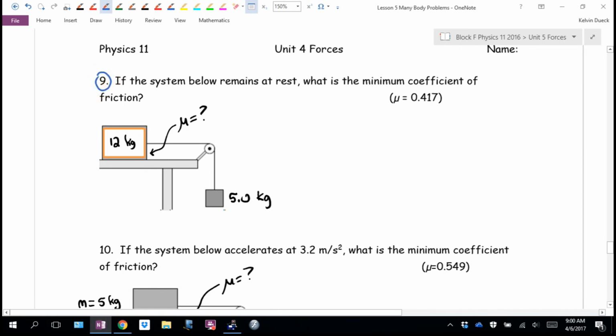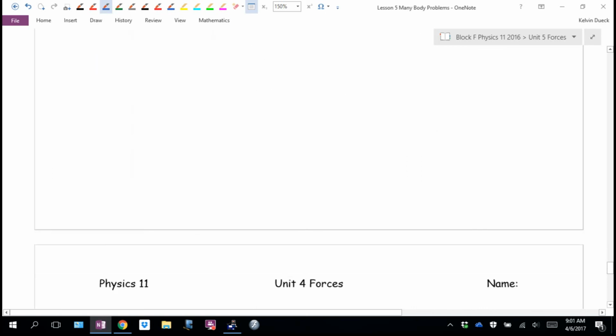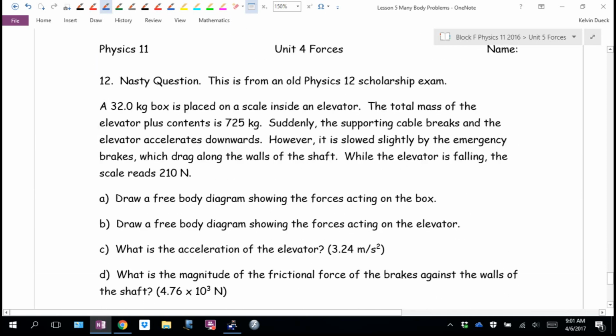What's number 9 asking me to find? Hey, what's mu? I don't know what's mu with you. So in number 9, you're going to get the mu by itself at the very end. What's the acceleration of number 9 if it remains at rest? 0, which means you're actually going to end up going winner minus loser equals 0, which makes the equation way easier. Compare that with number 10, where we are accelerating, which makes this much tougher. I haven't done one like that with you.